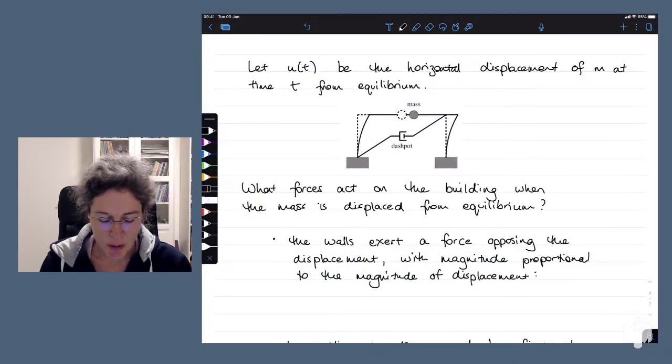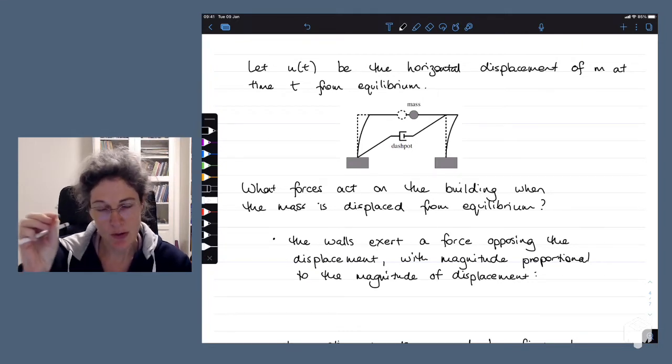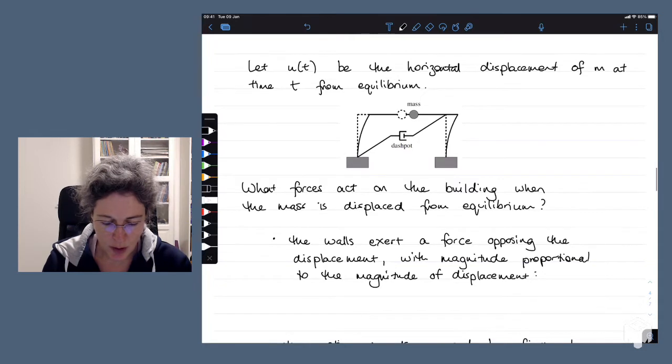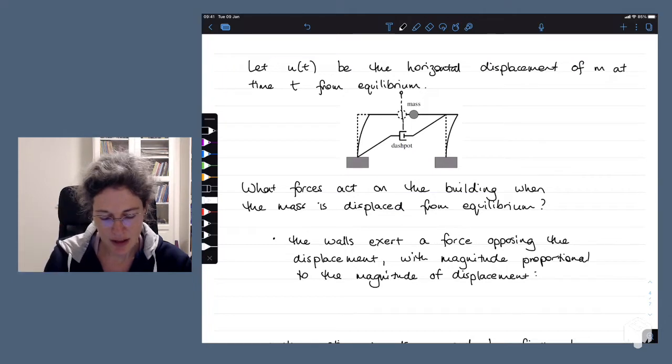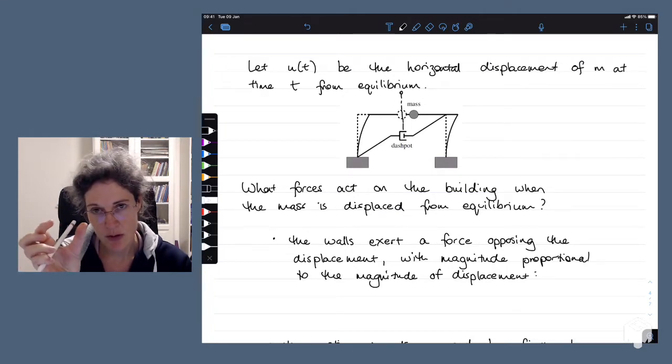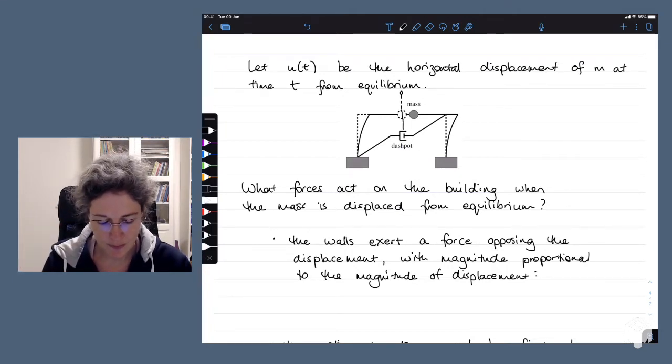Okay, so to start talking about this mathematically, we are going to need some variables and things. So let's start by saying let u of t represent the horizontal displacement of our mass that's representing our roof at time t, and it's going to be the displacement away from equilibrium. So we're imagining that we've got some equilibrium position here, and our roof is swaying on either side of that, and what we're measuring is the displacement away from that zero position.